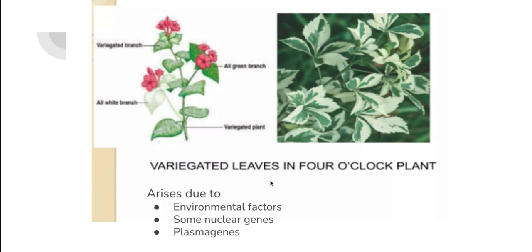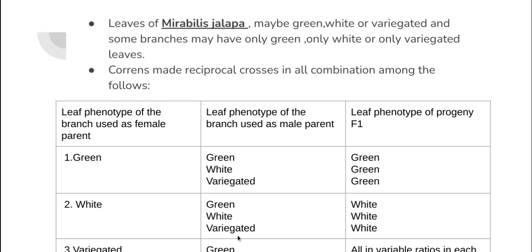How does this variegation arise in the Mirabilis jalapa, or 4 o'clock plant? This arises due to environmental factors, some nuclear gene or plasma gene. Now let us see when Correns made reciprocal crosses in all combinations among the following. We are going to see the crosses and the conclusion, what we observed.